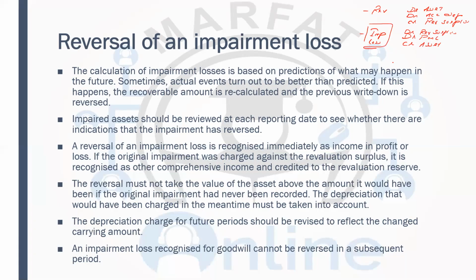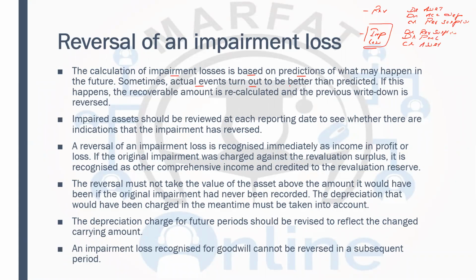Now, the idea is, what if those circumstances, those events which caused the impairment have now reversed? It is possible that based on the indicators on which you have charged the impairment, those factors, those events, those circumstances have now been reversed. If those factors have now been reversed, then you need to reverse the impairment loss as well. So the calculation of impairment losses is based on prediction, that means the indicators of what may happen in the future, because it's an accounting estimate.